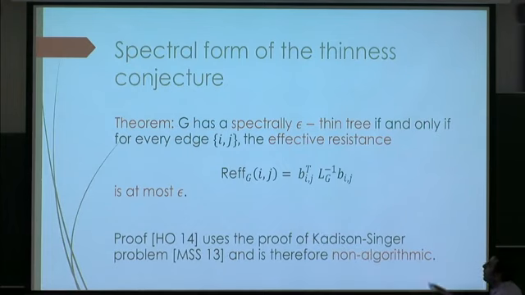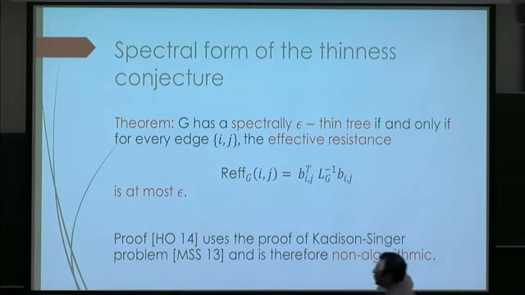So the vector way of looking at it is that if you look at the pseudo-inverse of the Laplacian and you multiply the vectors corresponding to every edge, essentially moving the vectors to a space where they are isotropic, no edge is too big, right? So the effective resistances are all small. In that case, you can find a tree that's spectrally epsilon thin.